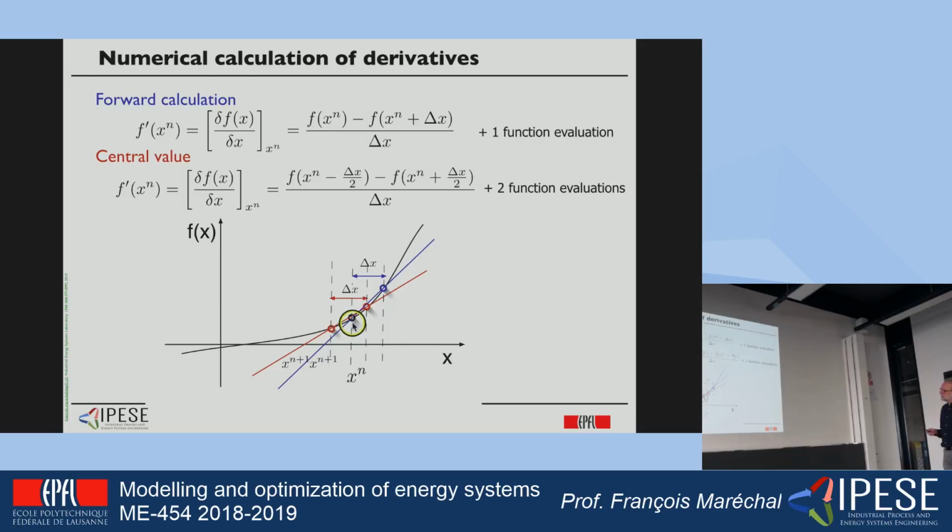So if I'm here and I want to know what the slope is, I do a step in this direction and then I have the blue slope. And if I'm doing the central one, minus x plus, x, half of delta x, and plus half of delta x, you can see that the red slope is better approximating the slope of the derivative. Okay? But the price to pay is 2 function evaluations instead of 1.